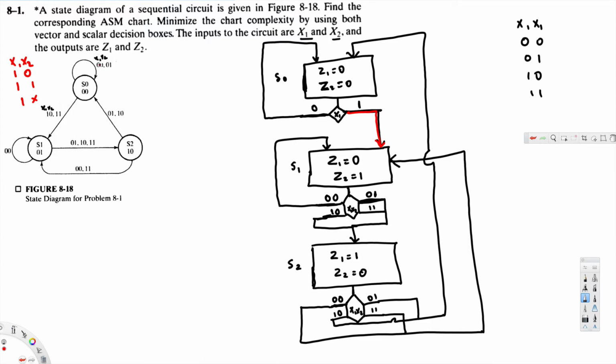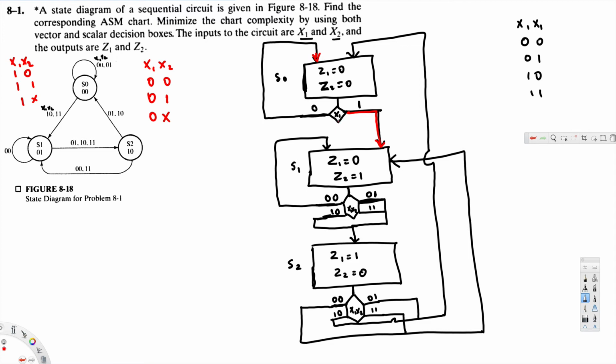And if you look at this one, in which situation does it go back to S0? x1 can be 0 and x2 can be 0, or x1 can be 0 and x2 can be 1. So it doesn't matter what x2 is. It's like 0 and don't care. If x1 is 0, it will go back to S0 anyway. That's why if x1 is 0, it will go to S0. And that's how we can reduce the complexity.